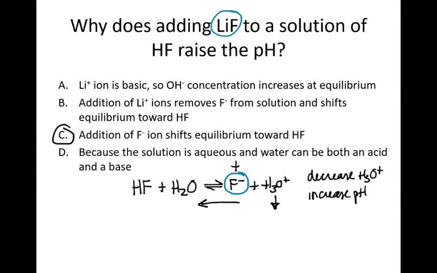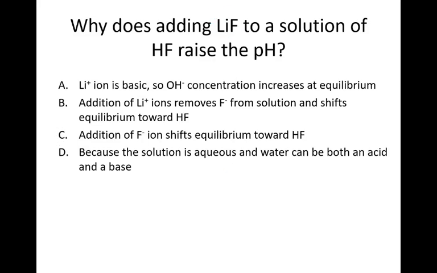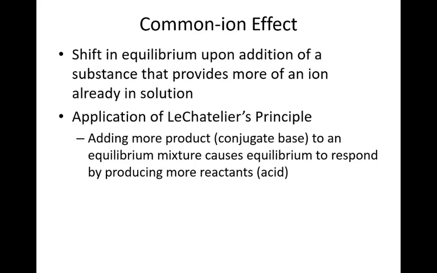So the answer here is that if you add an ion that is part of the pH determining equilibrium, it's going to change the pH. We call this the common ion effect. So it's a shift in equilibrium upon addition of a substance that provides more of an ion already in solution. And this is just an application of Le Chatelier's principle.